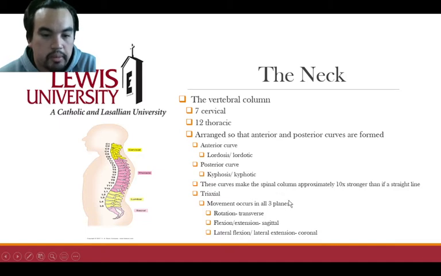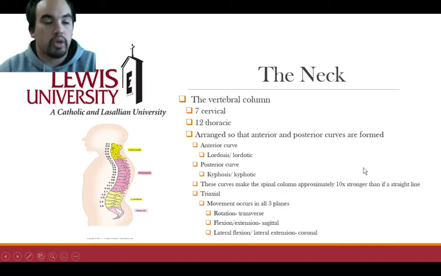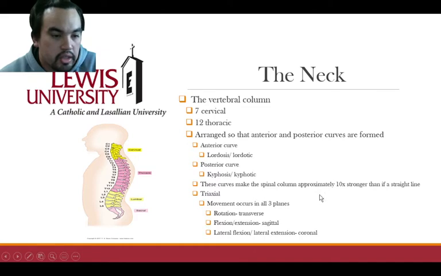These curves make a spinal column much stronger than if it was just straight. Think of it as a spring. It's a little bit more bouncy. It allows it to deform a little bit more and makes it about 10 times stronger than if it were just a straight line. And it's triaxial, so it can go forward, back, side to side, and it can rotate as well.